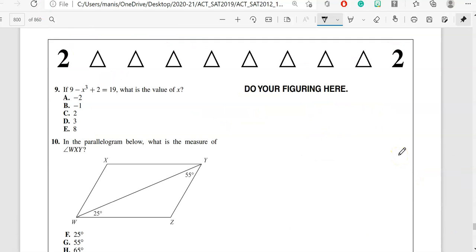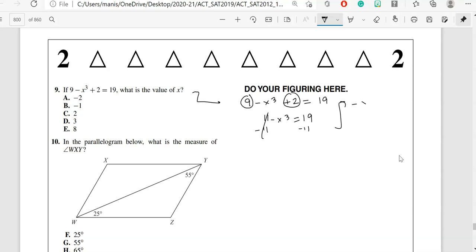Question number 9. If 9 minus x cubed plus 2 is 19, what is the value of x? I will solve this over here. So it says 9 minus x cubed plus 2 is equal to 19. What I can do is first of all add these two numbers over here. It will give me 11 minus x cubed is equal to 19. Now I can subtract 11 from both sides. This will be negative x cubed is equal to what? Is equal to 8 over here.